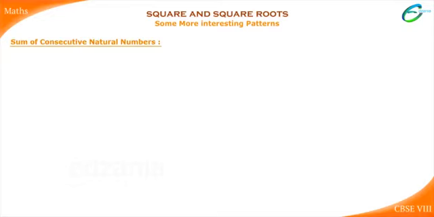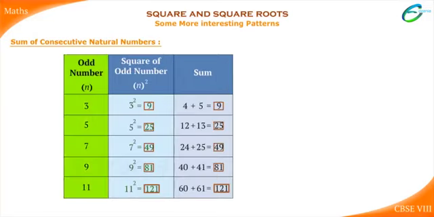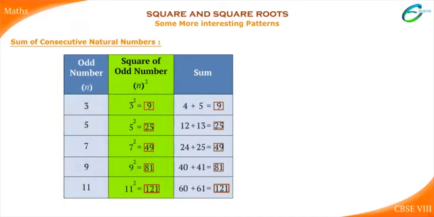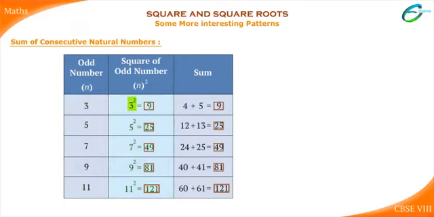Now we'll learn an interesting pattern of consecutive natural numbers and square numbers. Let us see the relation between consecutive natural numbers and odd square numbers. What is the square of 3? It is 9. How can 9 be written as the sum of two consecutive natural numbers? 4 and 5 are consecutive natural numbers, isn't it? The sum of 4 and 5 gives us 9.